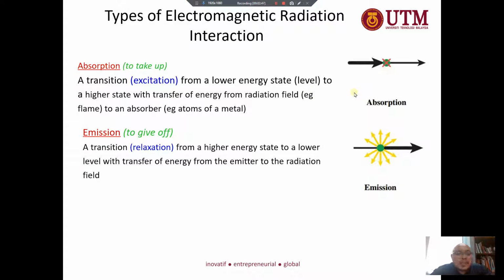Okay, the next one is emission. Emission is to give off, or we can call it relaxation. A transition, a relaxation from a higher energy state to a lower level with transfer of energy from the emitter to the radiation field. Here is our absorber, here is the radiation field. In the emission, the transfer of energy comes from the emitter, or previously the absorber, the analyte of interest. Before, this was the absorber because it absorbed the radiation. Now the absorber becomes the emitter, and the analyte of interest emits the energy to the radiation field.